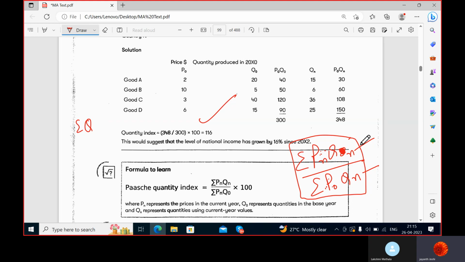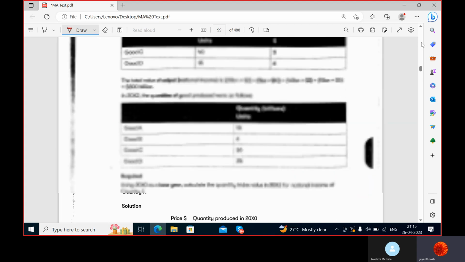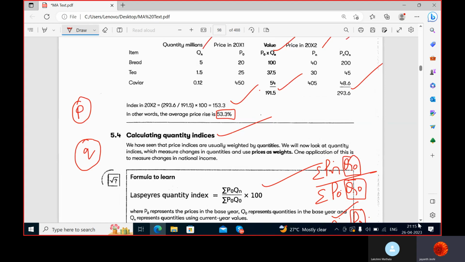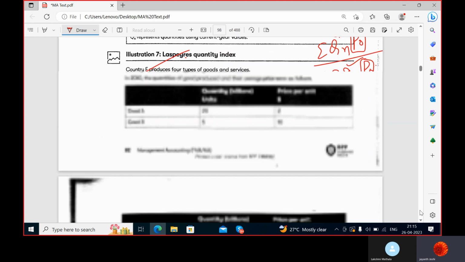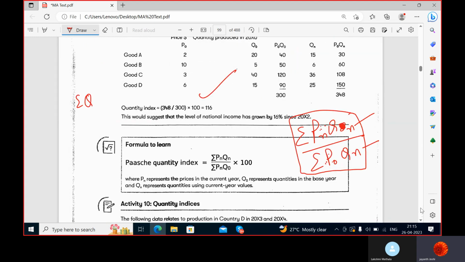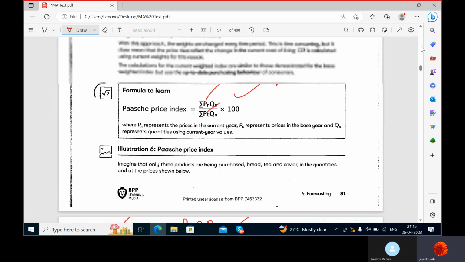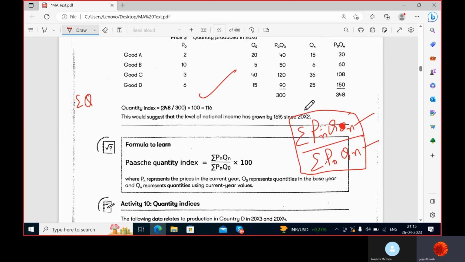See, we took base quantities. We took current year price and base year price and base quantities in last year. And in past year, we took current and base year quantities. Correct? Here, we took the current quantities and current and base prices. So in place of price, we'll change quantities.